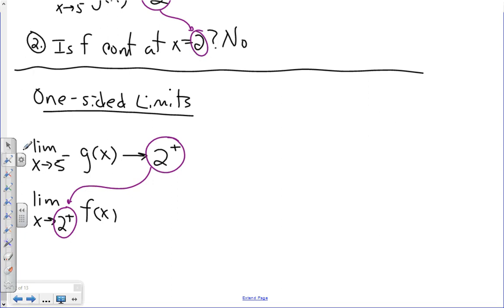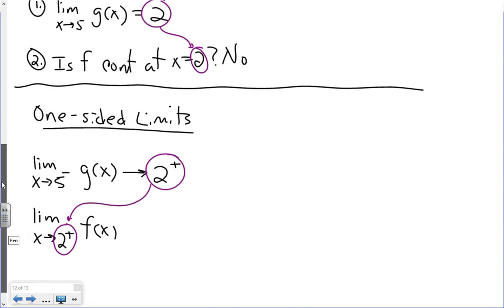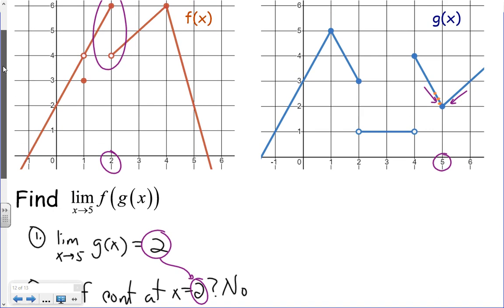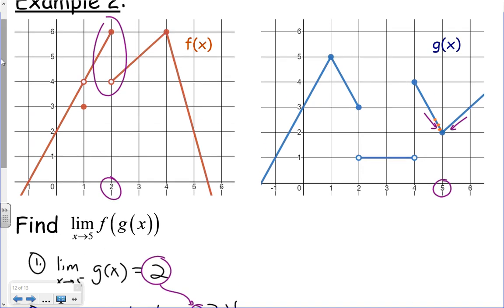All right, so let's see what happens in this case. If I approach 2 from the positive side, that's 2 from the right side. So when I look at my curve here, I'm talking about jumping on the curve here and going for a ride here from the right side. Looks like I'm approaching a value of 4.